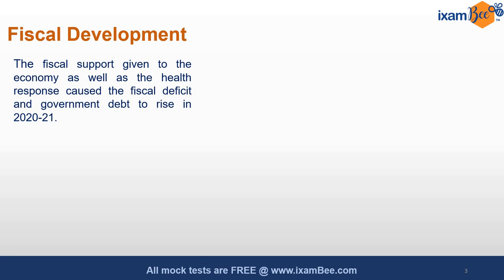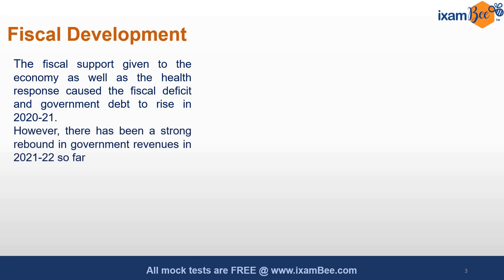Right, so a lot of fiscal support, we know that the government last year had to give a lot of fiscal support to the economy, and also because of the health response that had to be given again because of COVID-19. This has led to some increase in the government debt and the fiscal deficit. However, the government now believes that there will be a decline in the trajectory of the government debt in the coming years. This is because of the rebound that they have seen in the government revenues.